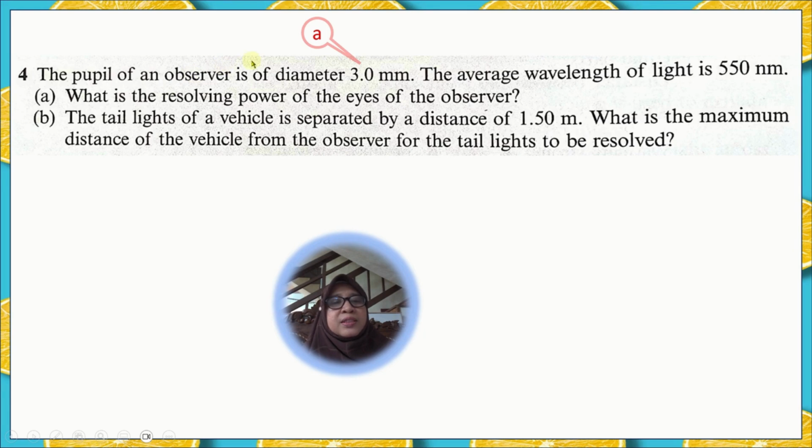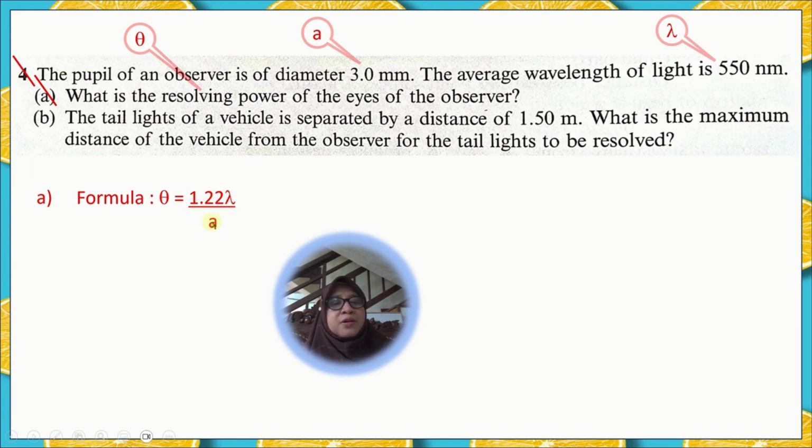So this is A, analogous to the separation of the slit for a diffraction pattern. The diameter of the pupil is equal to A. The wavelength is 550 nanometer. So the resolving power theta, the formula for the resolving power is 1.22 lambda over A.